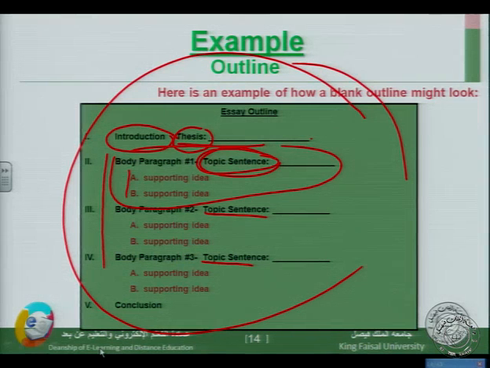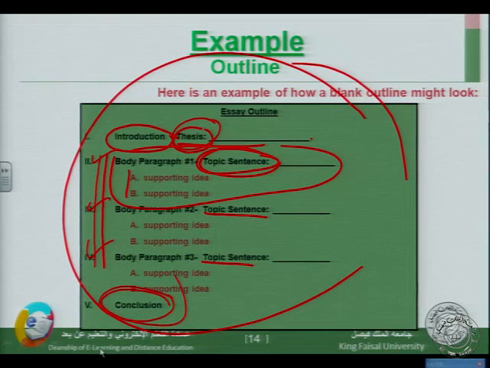Introduction. The introduction decides how many body paragraphs we will have, and then the conclusion. In the conclusion, you either summarize the main points that you mentioned, one, two, three, or you restate the thesis statement. That means you restate the thesis statement you mentioned and connect it with the evidence you put here, but in other words. Or you give your comment, just a suggestion. You can give a suggestion to solve a certain problem. So we have three different ways to conclude our essays.